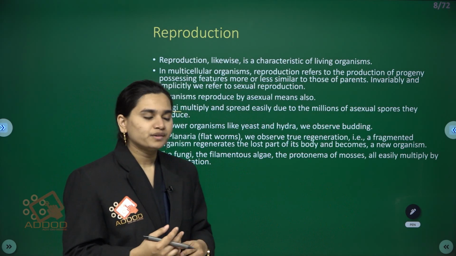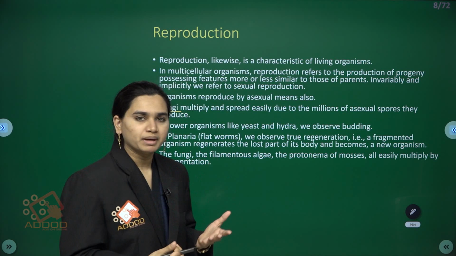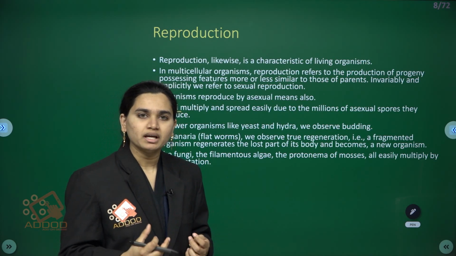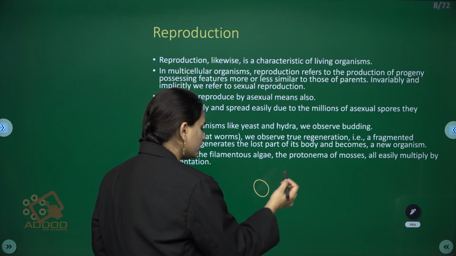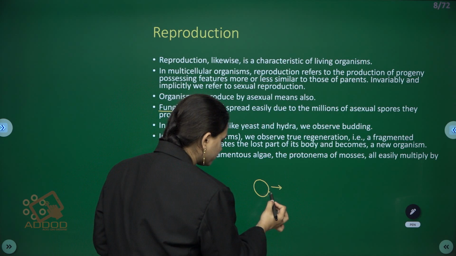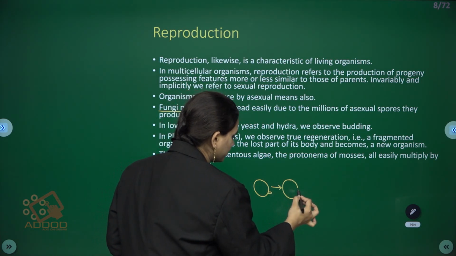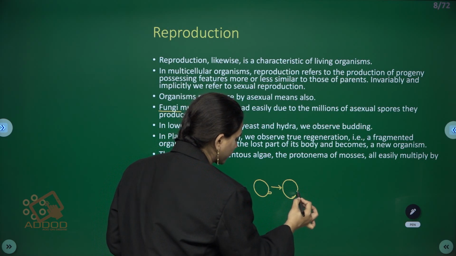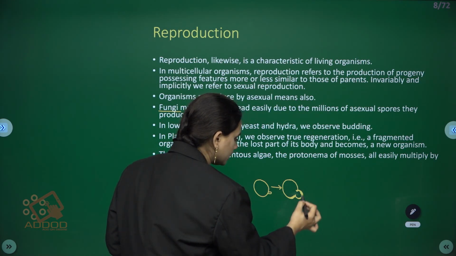Then when we go to lower organisms like yeast and hydra, they multiply through asexual reproduction by budding. Yeast is a unicellular fungus. So what happens in the case of yeast? A small bud will be formed on the surface of the body. This extra structure that is formed on the body of the yeast is called the bud.